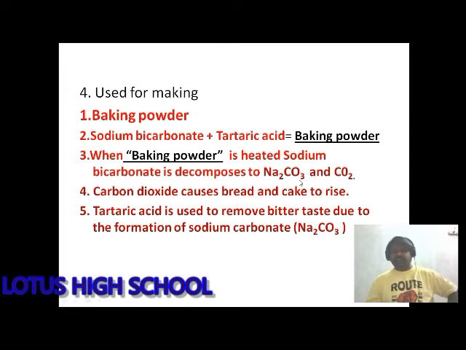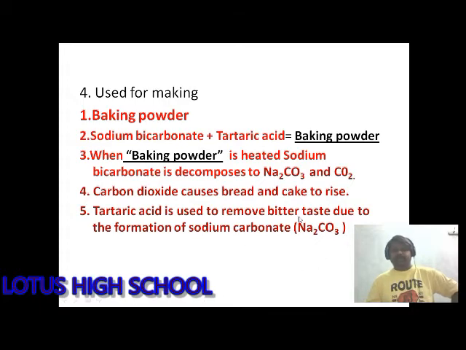Next, Na2CO3 will remain. This Na2CO3 has a base nature, and bases contain the bitter taste. Due to that bitter taste, the cake will spoil. So that's why this Na2CO3 is reacted with the tartaric acid. That means this tartaric acid is used to remove the bitter taste due to the formation of sodium carbonate.